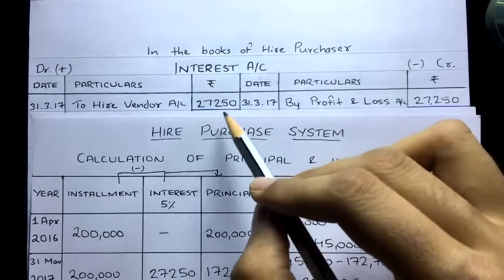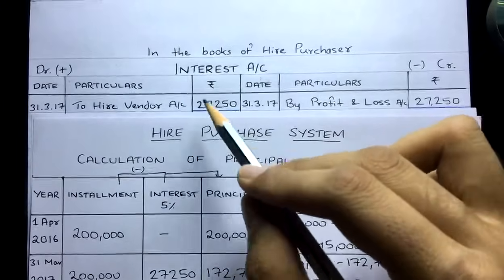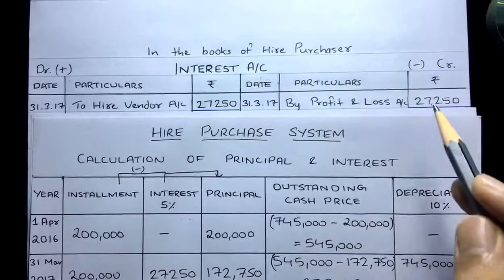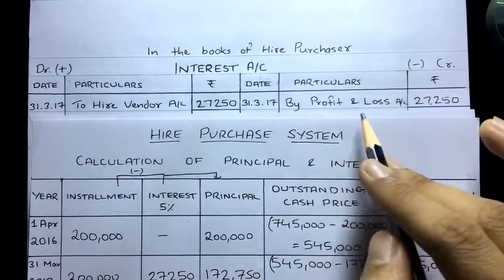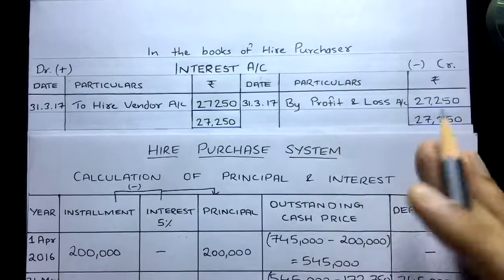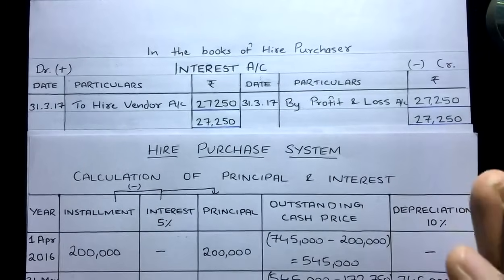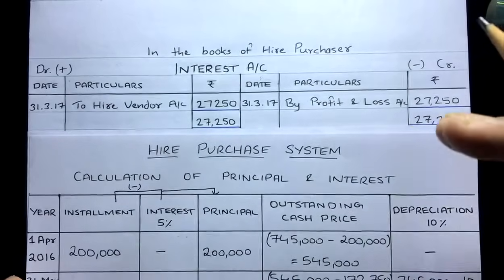And then since this is a nominal account, you have to transfer the closing balance to the profit and loss account. So at the end of the year, the balance would be transferred by profit and loss account, to the profit and loss account 27,250. All right? This is how you need to prepare the interest account. You just have to see if it is increasing, debit; if it is decreasing, credit.